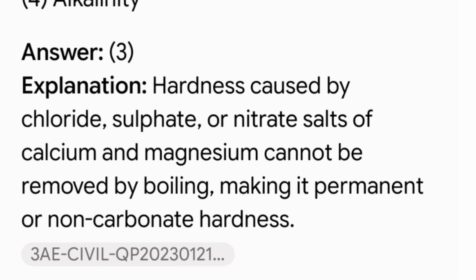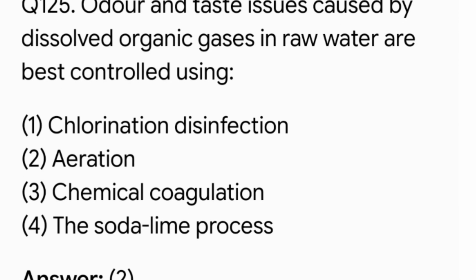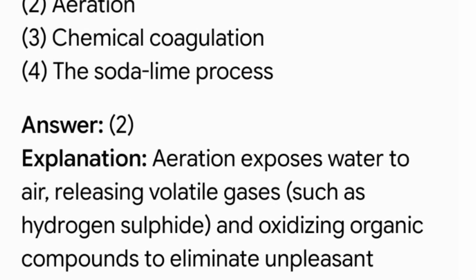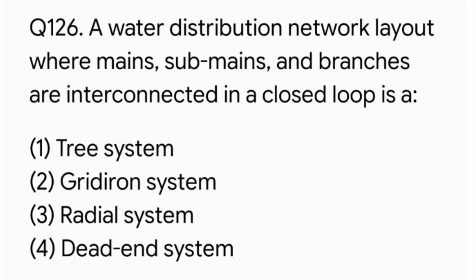Next question. Odor and taste issues caused by the dissolved organic gases in raw water are best controlled using. Correct answer option 2, aeration. Next question. A water distribution network layout where mains, submains, and branches are interconnected in a closed loop is called. Correct answer option 2, gridiron system.